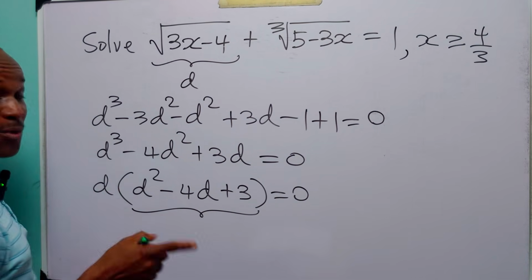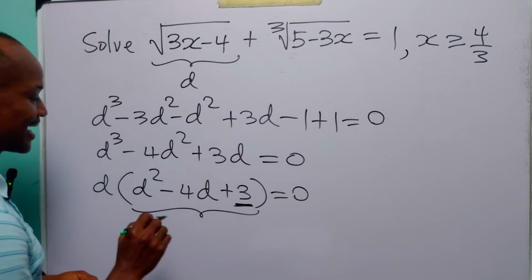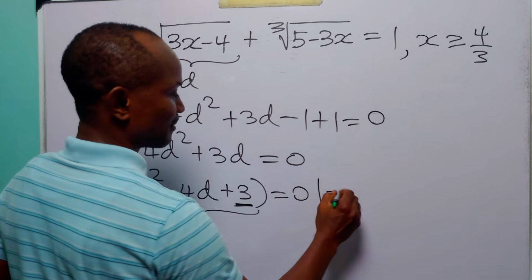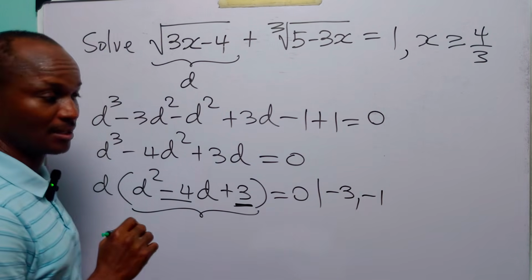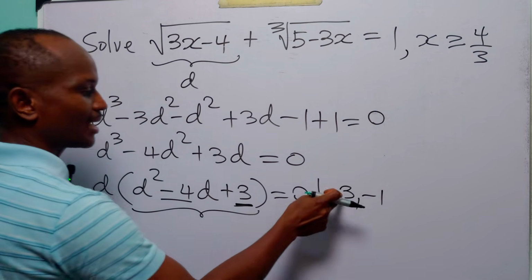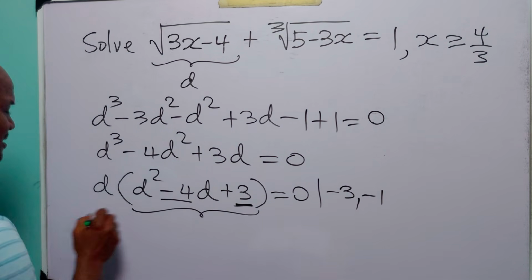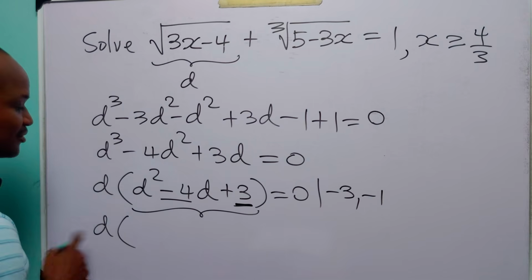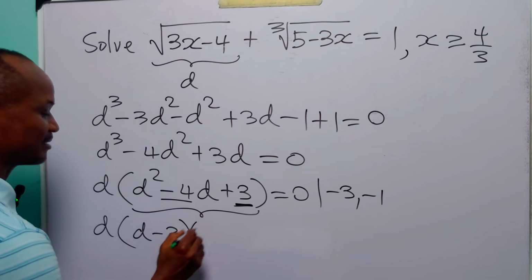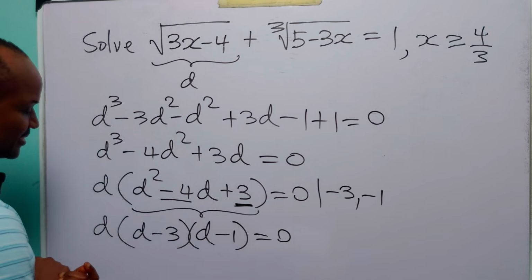Since the coefficient of d squared is 1, all we need to do is to find the factors of 3 that add up to minus 4. And of course, those are going to be minus 3 and minus 1, because minus 3 times minus 1 is going to give us plus 3, while minus 3 minus 1 is going to give us minus 4. So that means that this can be written as d into d minus 3 multiplied by d minus 1, and this is equal to 0.